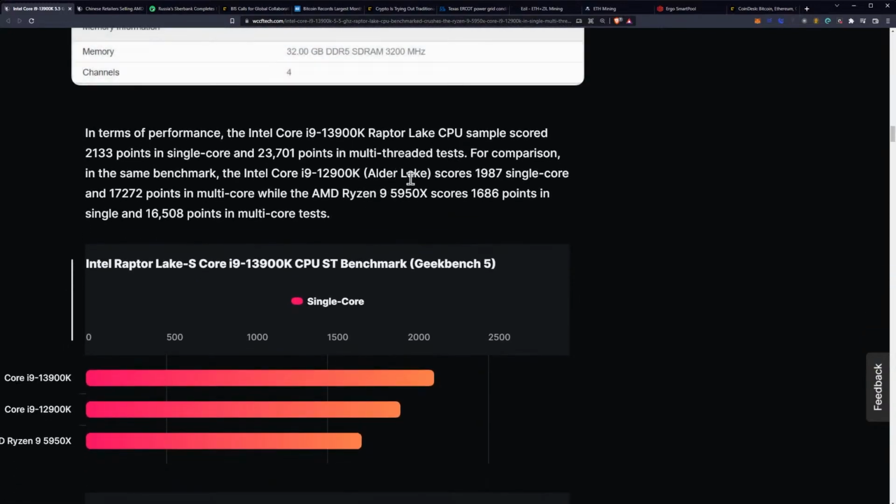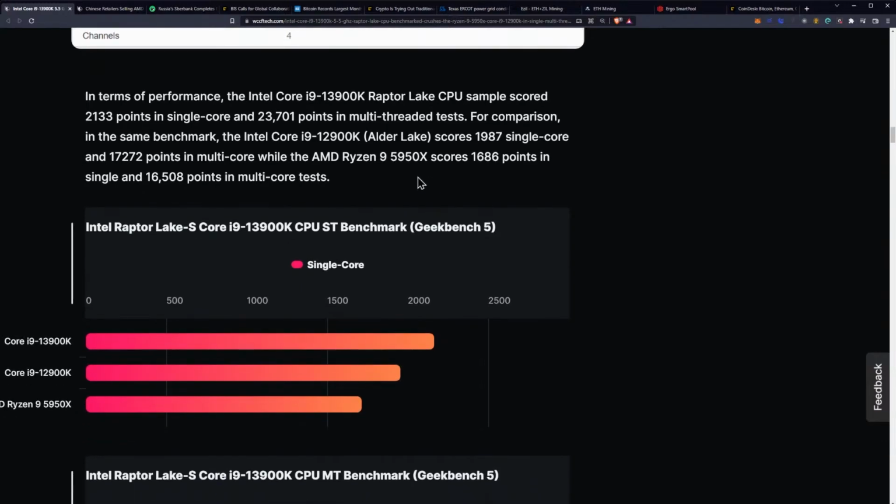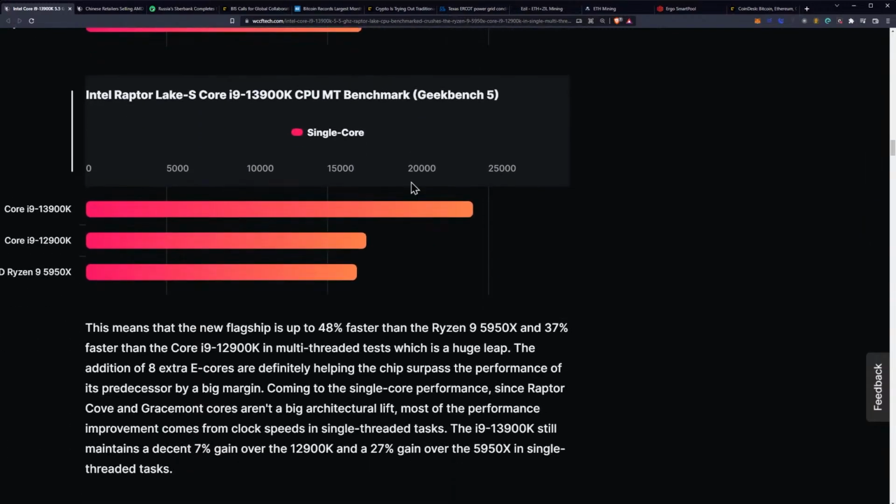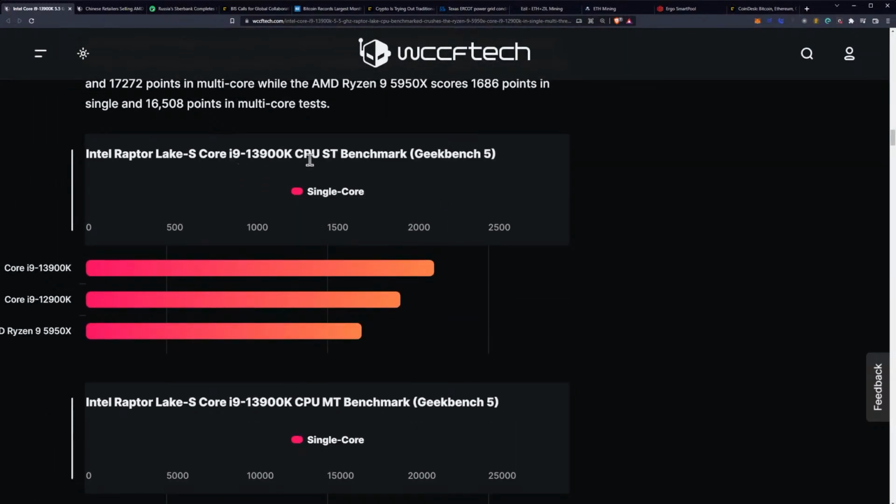In terms of performance, the 13900K Raptor Lake CPU sample scored 2,133 points in single core and 23,701 points in multi-threaded tests. For comparison, in the same benchmark, the 12900K scores 1,987 single core and 17,272 points in multi-core, while the 5950X scores 1,686 points in single and 16,508 points in multi-core tests. Here's the benchmark results, as you can see here.